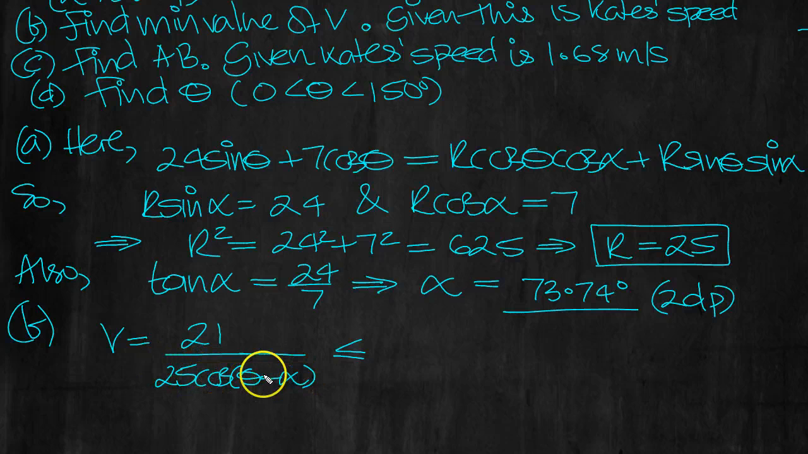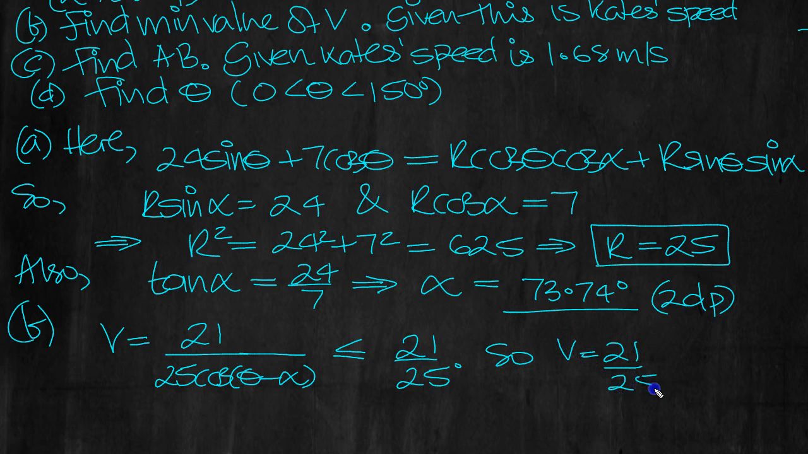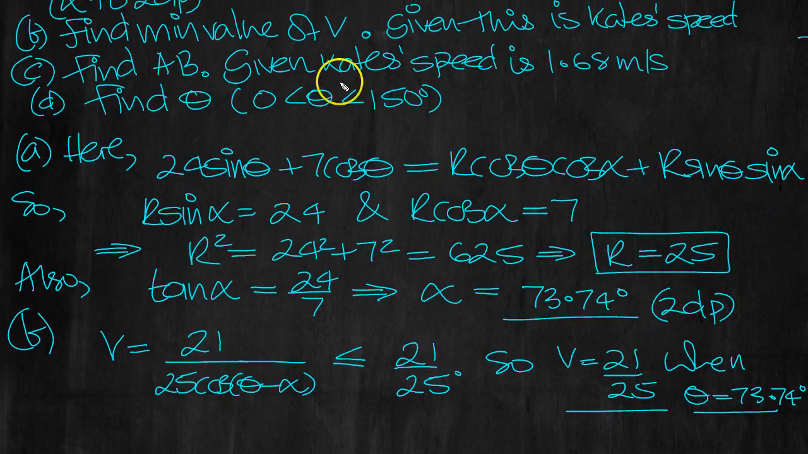When the denominator is biggest, this will be smallest. When is this biggest? Well, this will be biggest when this is the biggest value possible. So when is cosine 1? Because it can go up to 1, it would be 1 when theta equals alpha, because cosine 0 is 1. So theta would need to equal 73.74, and that's in the range of theta, isn't it? So that would be less than or equal to 21 over 25. So V equals 21 over 25 min when theta is equal to 73.74 degrees. And that's V min, which is what we've got. So we found the minimum value of V.